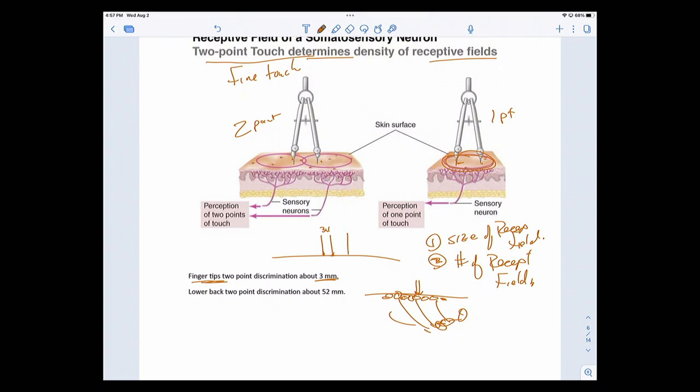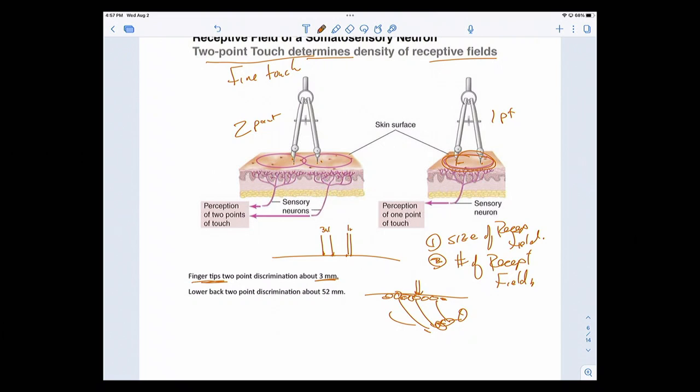Now if I go 1 millimeter apart, okay, and I touch you in 2 places, you're going to perceive it as one touch. In other words, 1 millimeter is just too close. But your fingertips are pretty good, so with 2 points you can get closer, down to about 3 millimeters across, and you're still able to say, yeah, I'm being touched by 2 points.